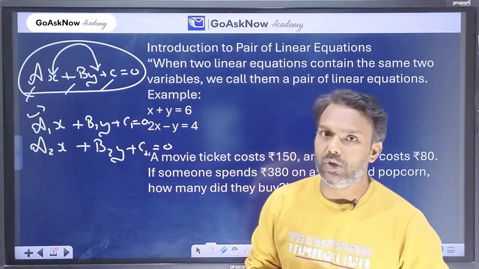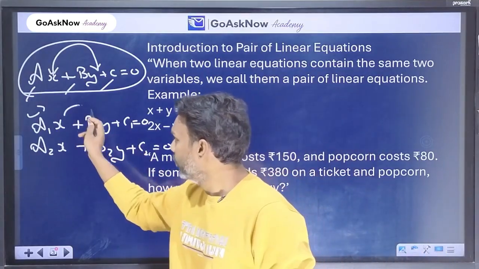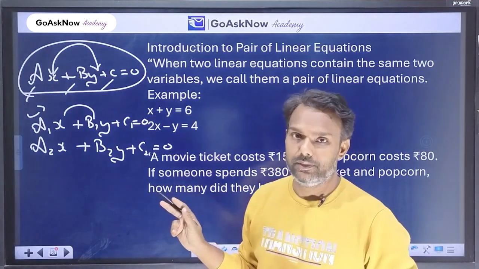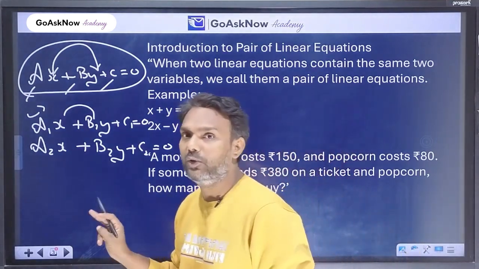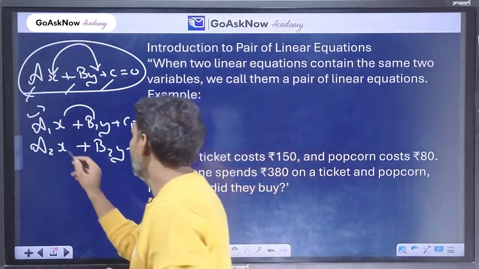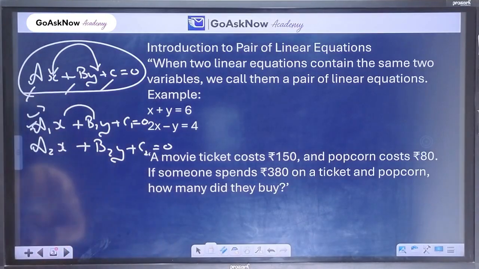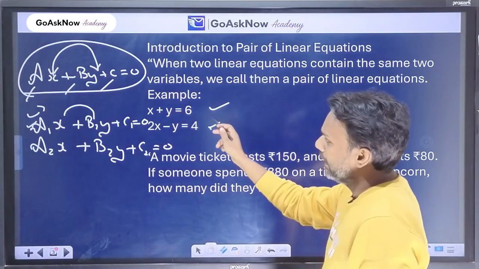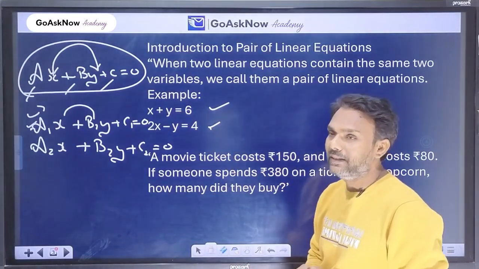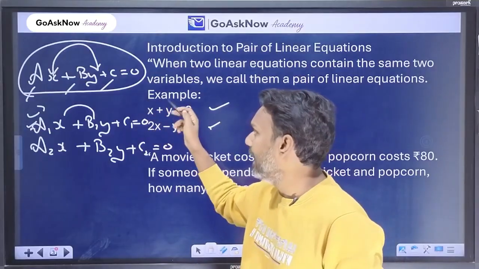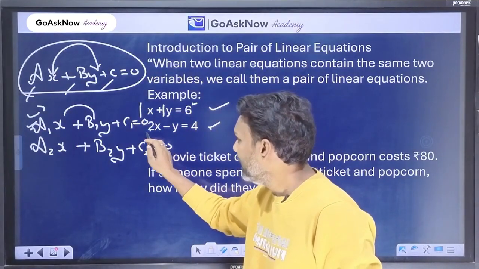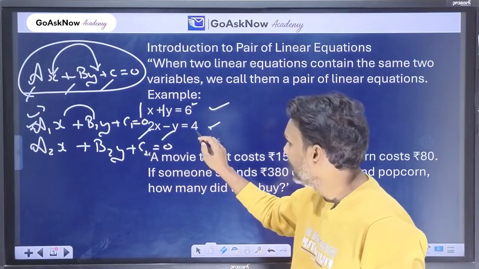If we need to solve equations in two variables, then we must have two equations. Without two equations, we cannot solve a linear equation in two variables. Let's take an example: x plus y equals 6 and 2x minus y equals 4. Here you can easily identify what a, b, c are. In the first, a is 1, b is 1, c is 6. In the second, a is 2, b is minus 1 and c is 4.